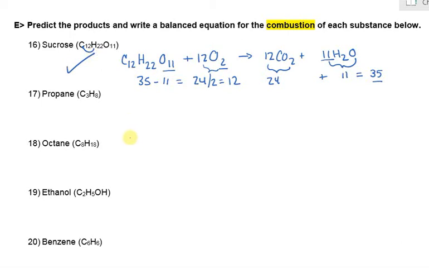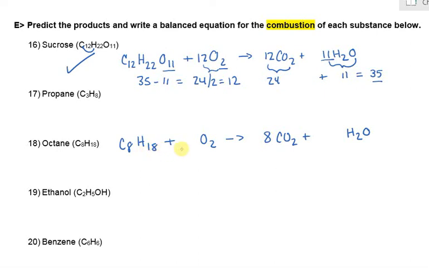Let's do a more difficult one, and that would be octane. We're going to write out a balanced equation. We need oxygen as a reactant. We need CO2 and water as products. So, let's start where we always start, with 8 carbons. 8 carbon on the left, I need 8 carbon on the right.